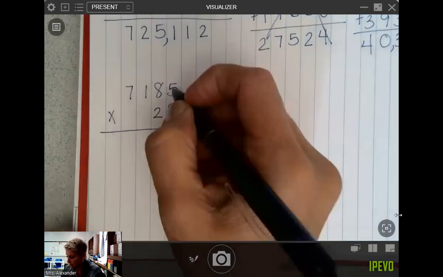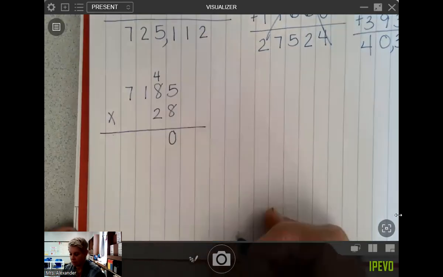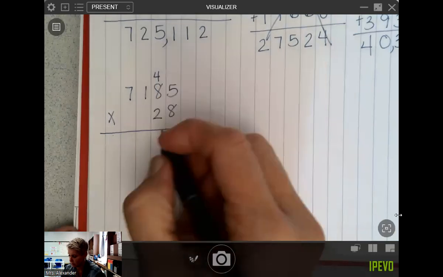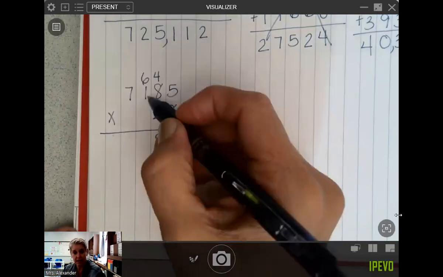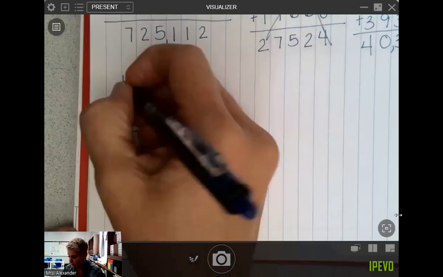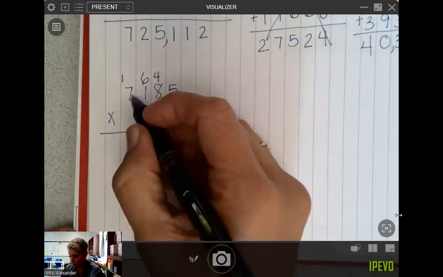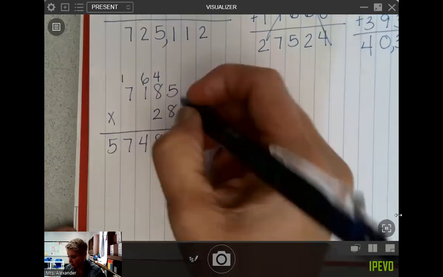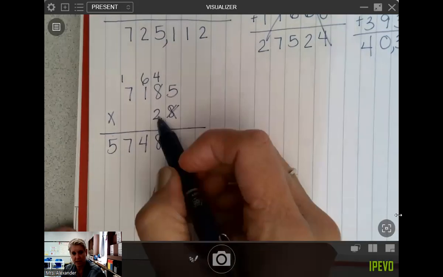8 times 5 is 40. Regroup. 8 times 8 is 64, plus 4 is 68. 8 times 1 is 8, plus 6, 14. Regroup. 8 times 7 is 56, plus 1 is 57. Finish with the ones place. Let's work with the tens.